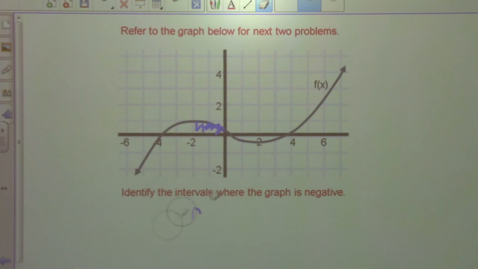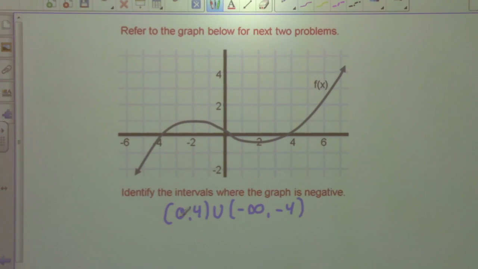Where is the graph negative? What are we talking about? I heard Jay and Jaden say, Jaden says 0 to 4 union negative infinity to -4 is what you say, Jaden? Yes, sir. Yeah, that's right.